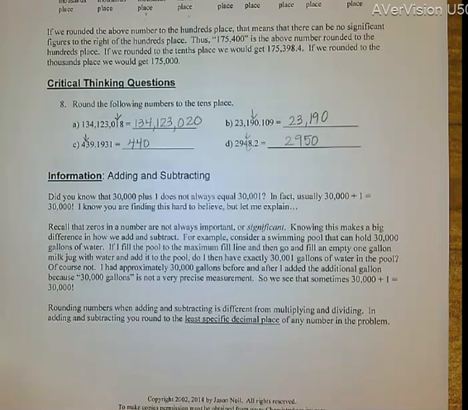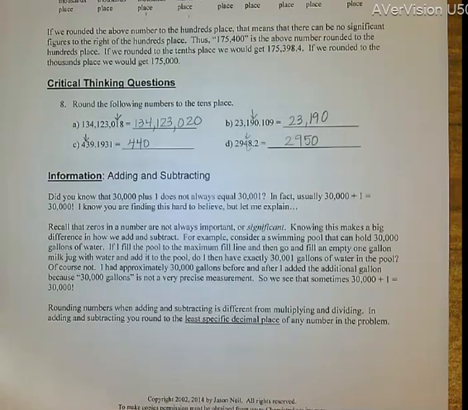For example, consider a swimming pool that can hold 30,000 gallons of water. If I fill the pool to the maximum fill line and then go and fill an empty 1-gallon milk jug with water and add it to the pool, do I then have exactly 30,001 gallons of water in the pool? Of course not. I had approximately 30,000 gallons before and after I added the additional gallon, because 30,000 gallons is not a very precise measurement. So we see that sometimes 30,000 plus 1 equals 30,000.